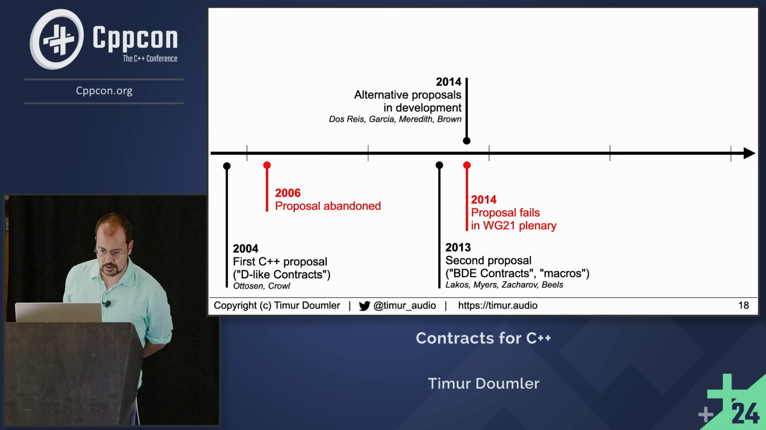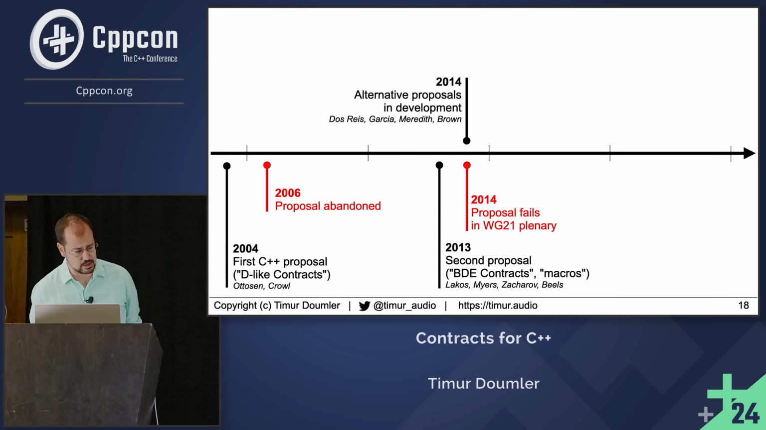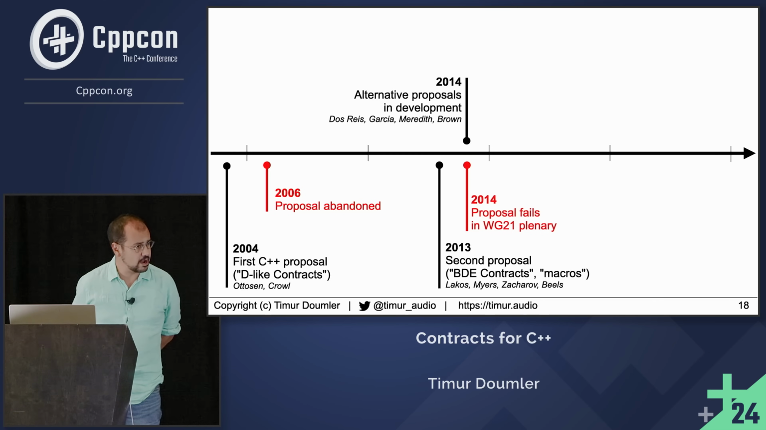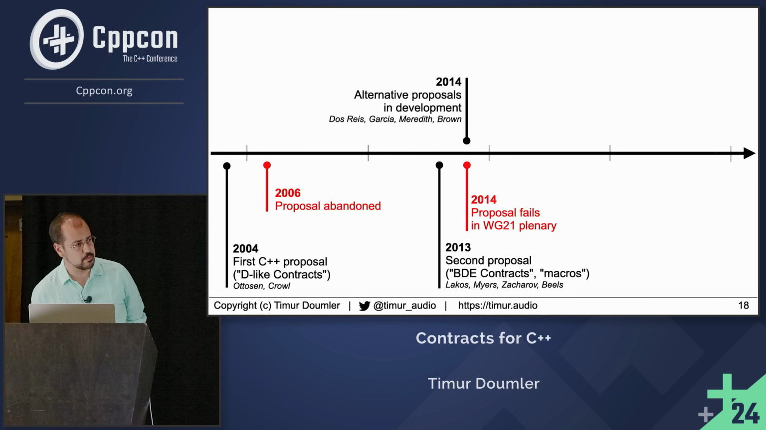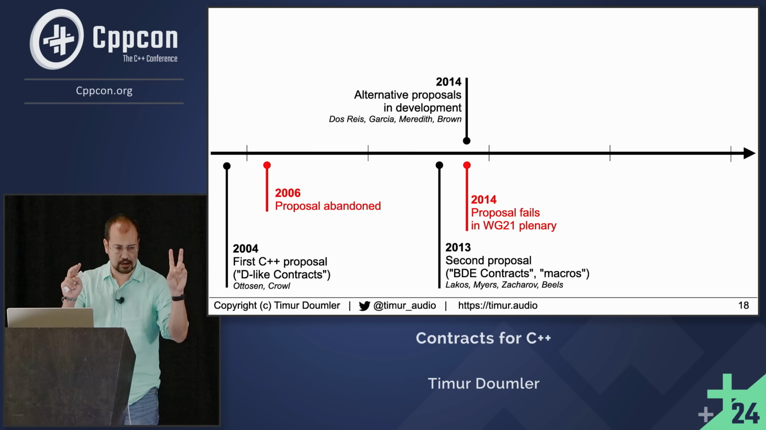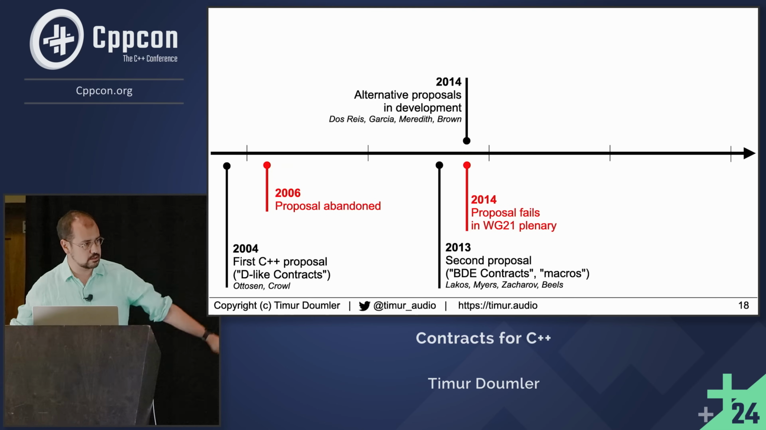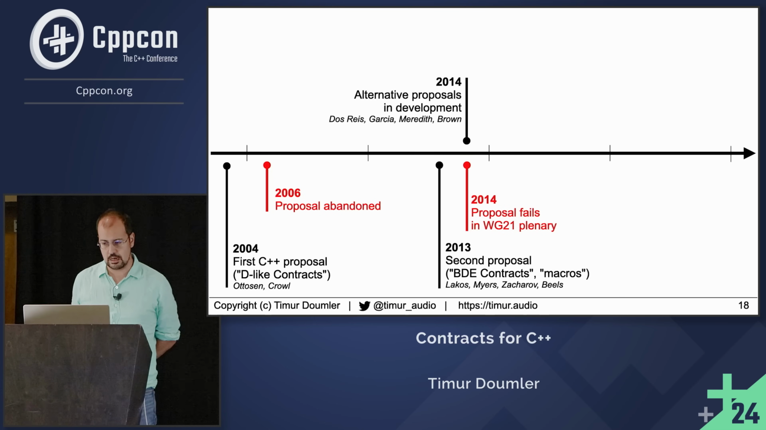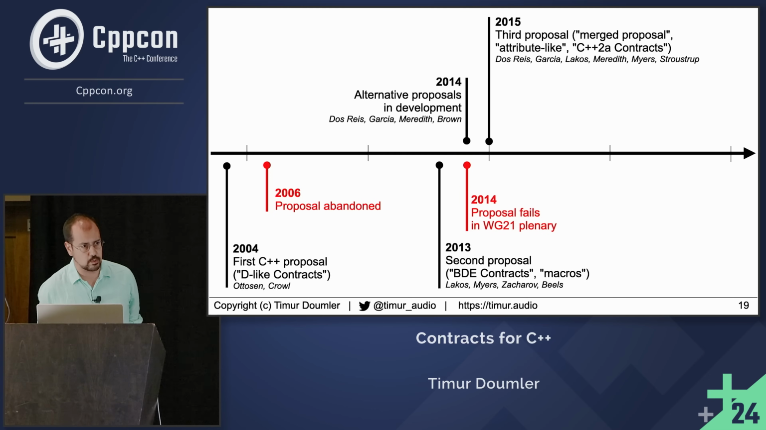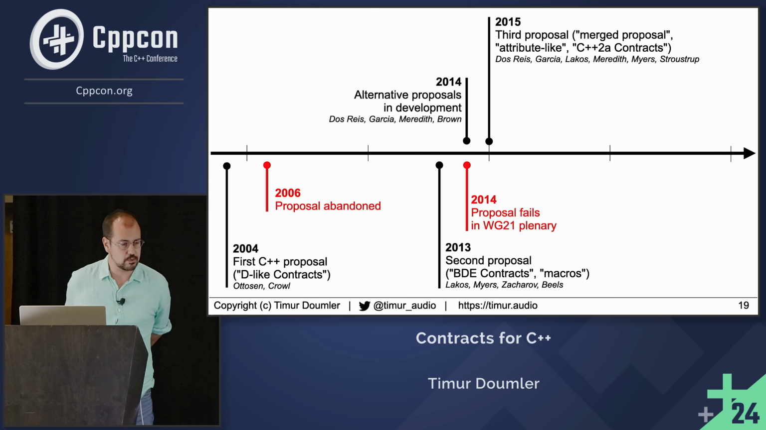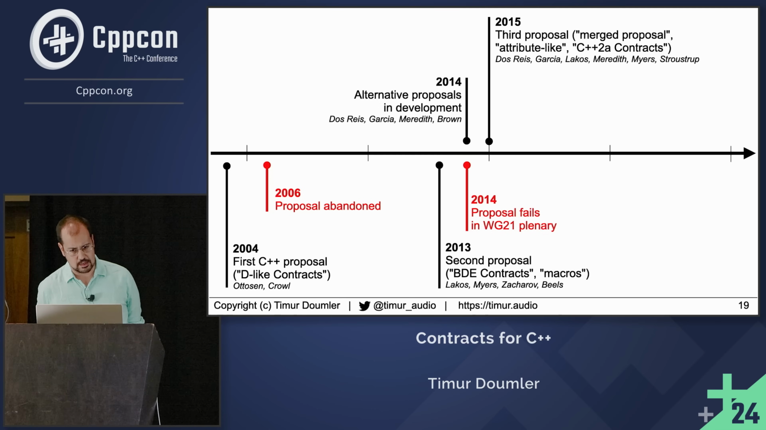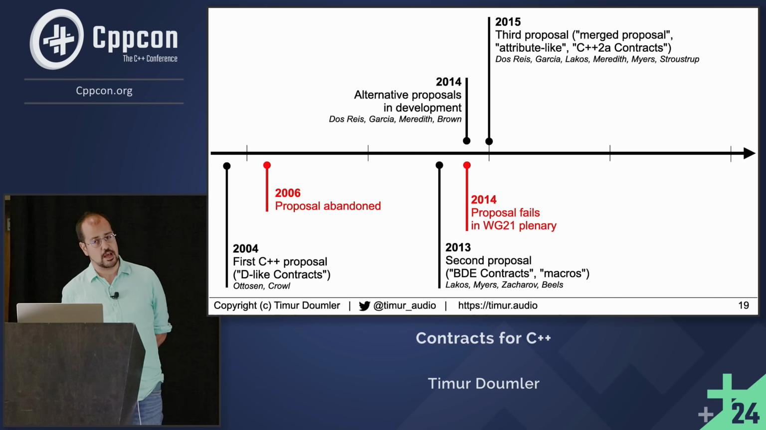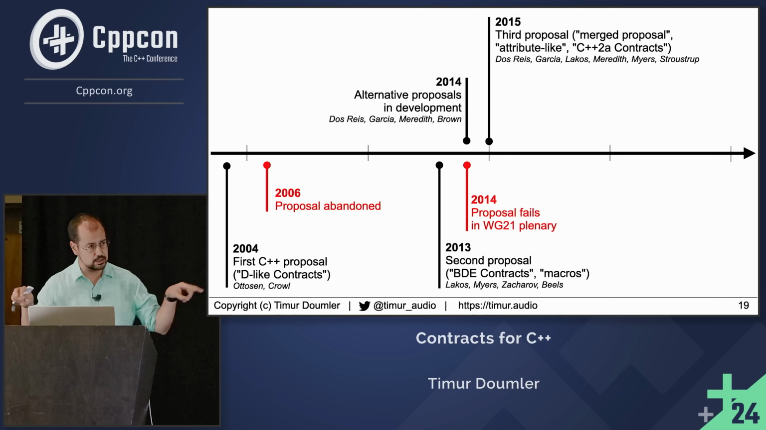Some of them are Gabriel Dos Reis, José Daniel Garcia, Alistair Meredith, Walter Brown. I wanted to point out that paper. That was the first paper published that suggested using the double square brackets as a syntax, which ended up being the idea at the time in a merged proposal where all of these people got together and agreed on a proposal. So that was the so-called merged proposal or attribute-like proposal because it was using the double square bracket syntax.